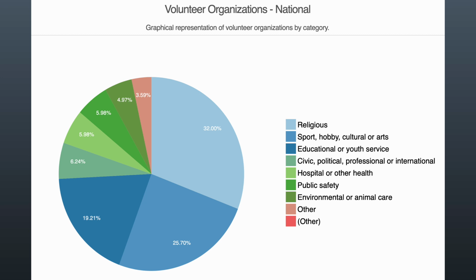Where do people volunteer? This graph represents the places that they tend to volunteer. You can see that religious organizations and sports, hobby, cultural arts organizations are where most volunteering happens. I would imagine sports is mostly youth sports, like coaching for your kids' soccer team kind of a thing. But you can see that these sorts of social services, all the ones in blue, are the most common ways that people volunteer in the United States.